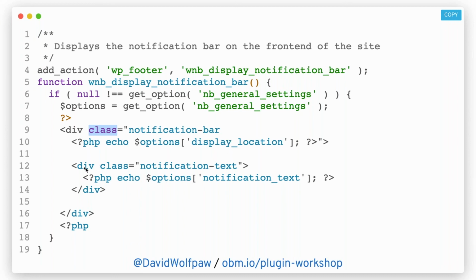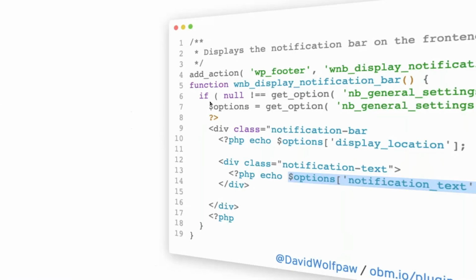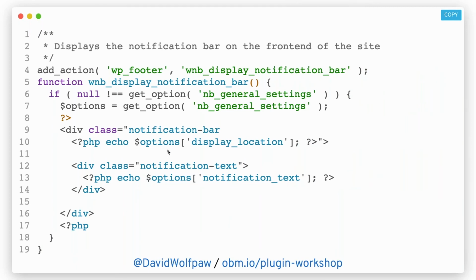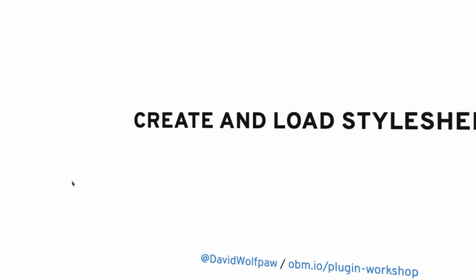The same thing below, we're going to have a div wrapped in that notification bar that is going to echo out the text that appears in the options for our notification bar. So we remember that we wrote hello CMS Philly in there. And we said we're going to display this in WP Footer. So I'm going to go to the site. This is the front end of the site. I'm going to hit refresh. And I can see that the text that we added is here on the front end of the site. Now it's at the very bottom of the page and it's unstyled because we haven't actually added any CSS to style the page. So that's what we're going to do next.